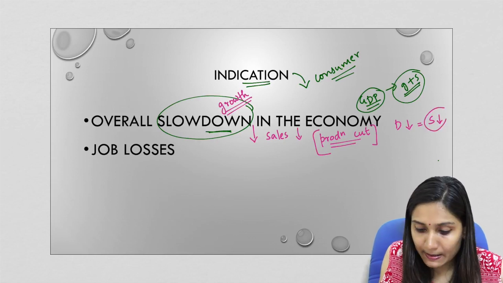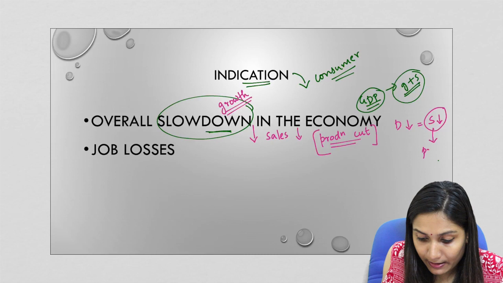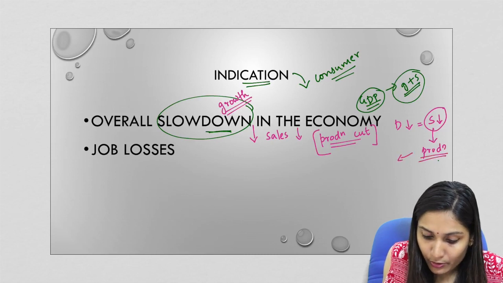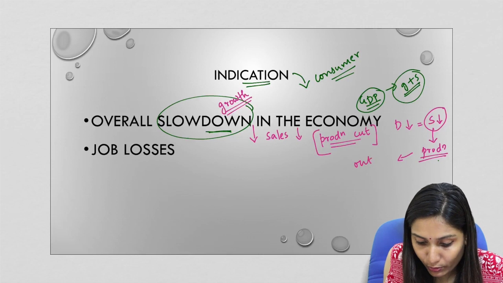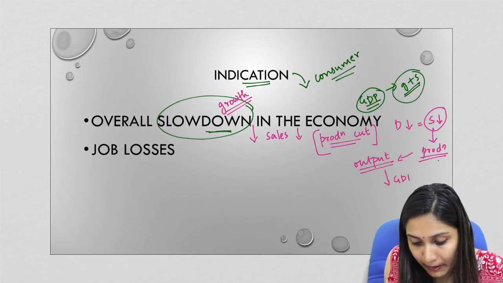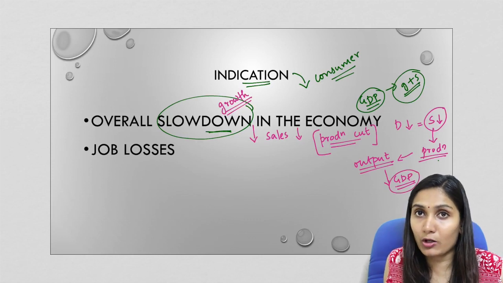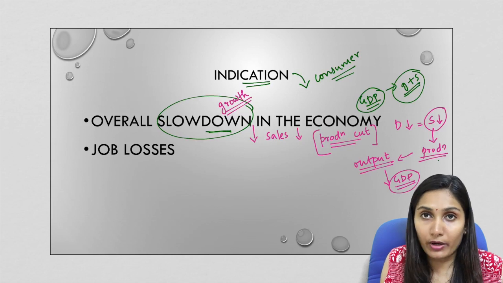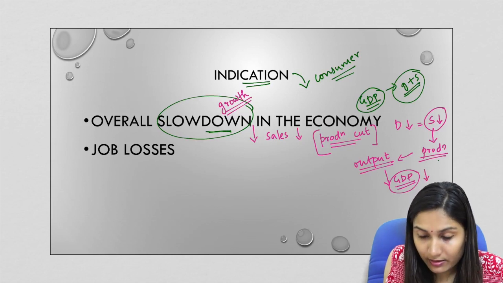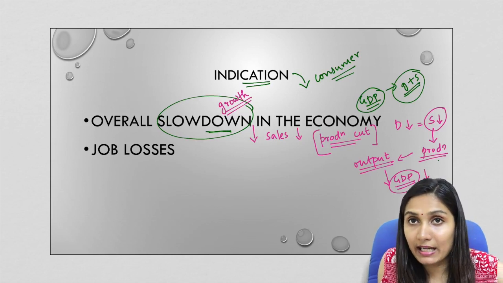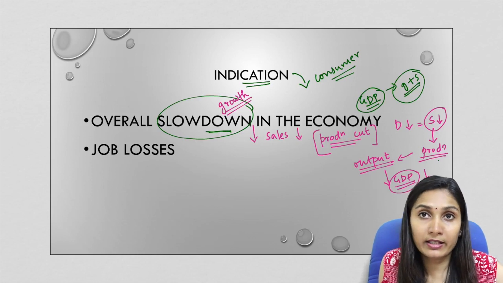So with lesser supply, it essentially means that production cut has been adopted or there is lesser production. So with lesser production, there is only lesser output. So lesser output means lesser GDP. Now understand that in terms of GDP, we calculate the growth of an economy or whether the economy is going into a slowdown. So when GDP declines, it means there is a slowdown in the economy.